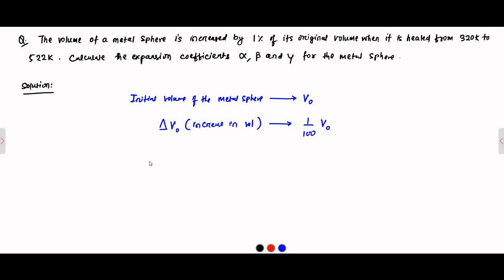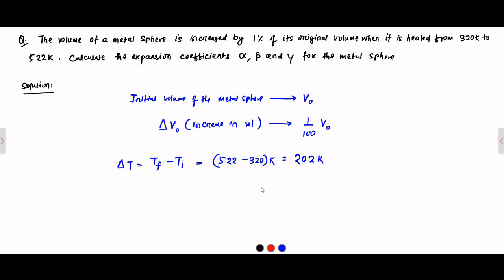Increase in temperature is final minus initial. The final is 522, initial is 320. It increased from 320 to 522, so final is 522 minus 320 Kelvin, that is equal to 202 Kelvin.